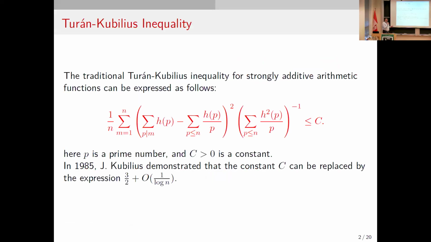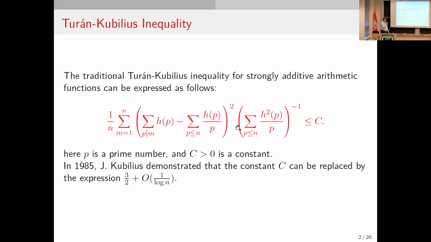I would like to start with a classical Turán-Kubilius inequality from number theory. On the screen, you can see it formulated for strongly additive arithmetic functions. The main goal of the inequality is to bound the variance of specific number theoretic functions by the variances of its components here.